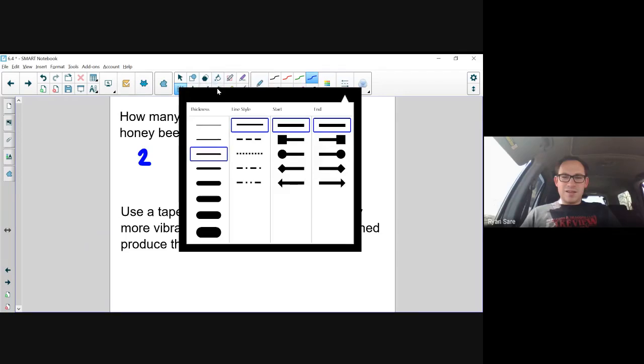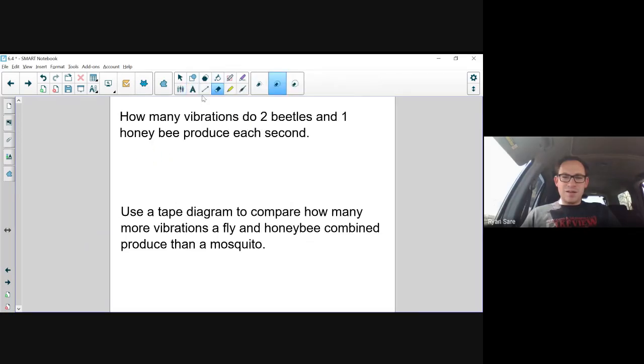Let's fix that. Let's erase this too. So there was 200 for the beetle, and there was 2 of them. I'm going to put this in parentheses. Sorry, that was 200 times 2. That's for the beetles. And a honeybee, 350.